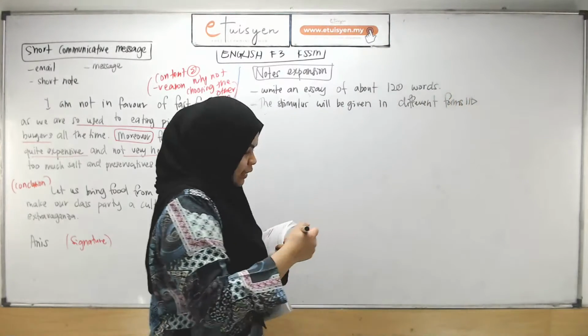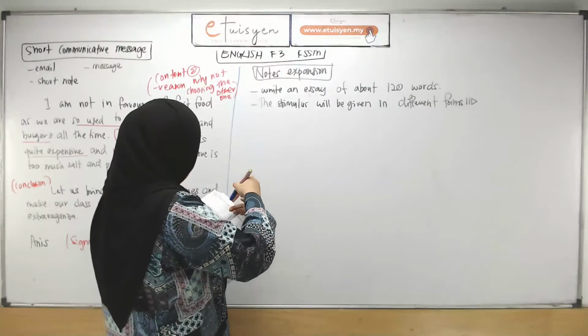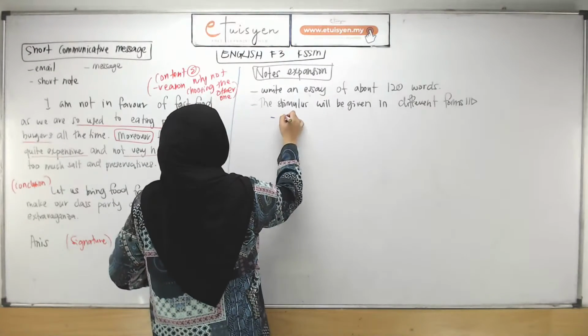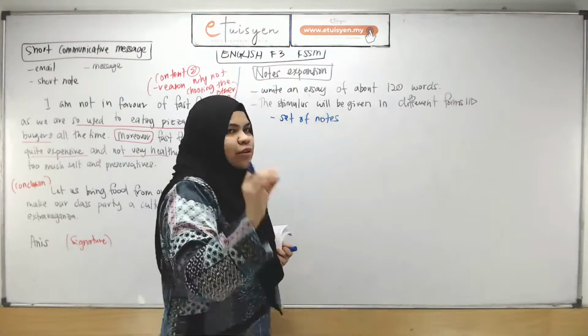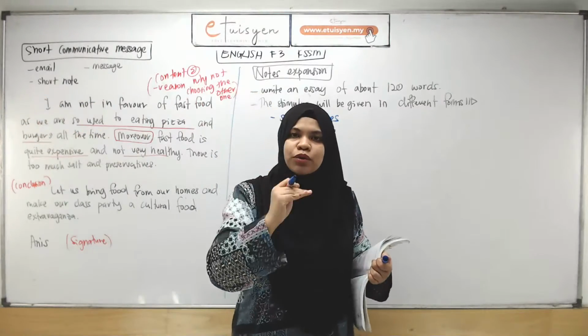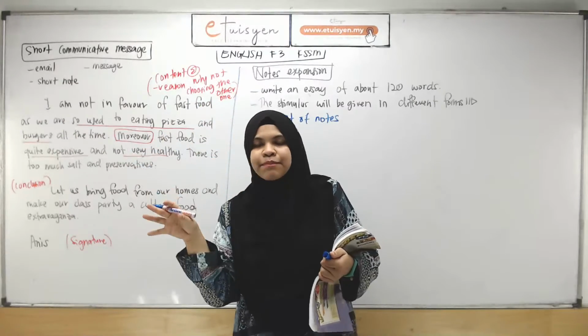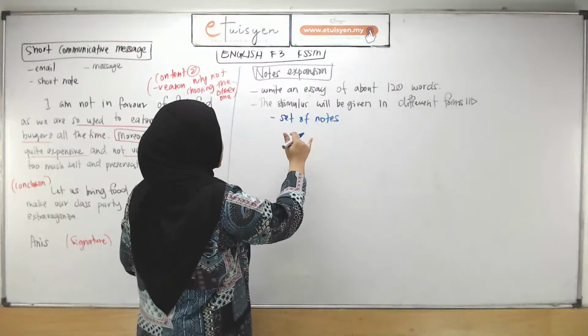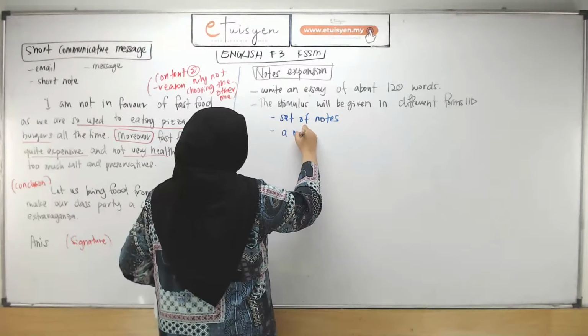Okay? So they will give you different forms. Here, maybe they will give you a set of notes. Maksudnya dia akan tulis something and then dia bagi you sentence ke dot, bullet points ni apa, okay? So that's what it means by set of notes. Also, what they can give you also is a mind map.